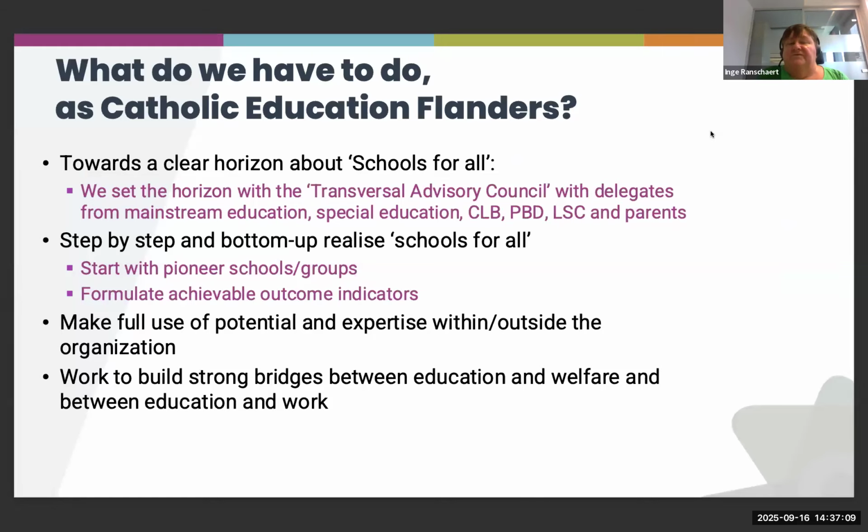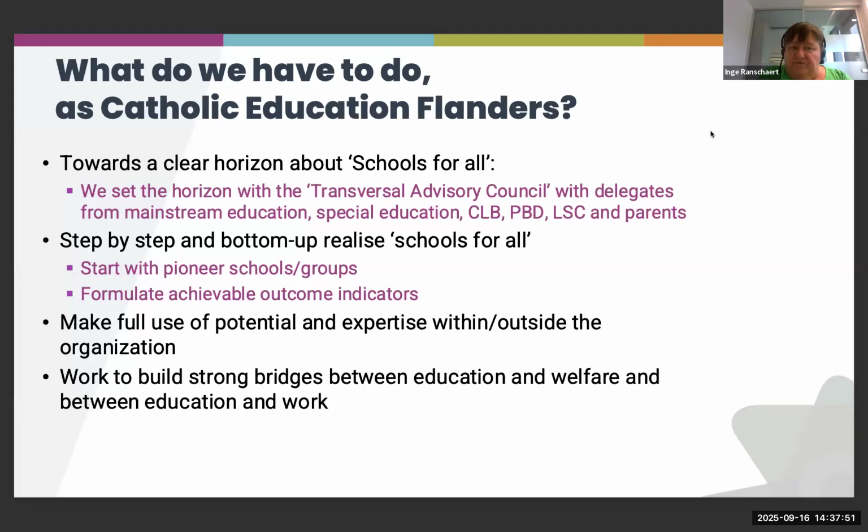So what we have to do as an organization for Catholic schools in Flanders: we are very clear at this moment. Our horizon is schools for all. We are working towards schools for all within 15 years. We talked about this with different delegates from different parts of the organization, with parents, with supporting systems. So we had a clear path with all partners to talk about it, and the conclusion is we go to schools for all. It's step by step and it's bottom up. So start with pioneer schools.